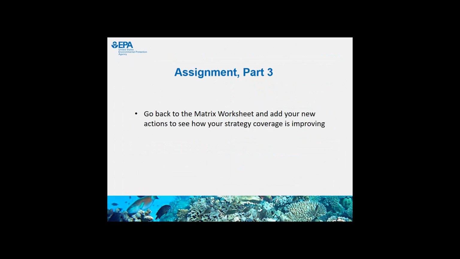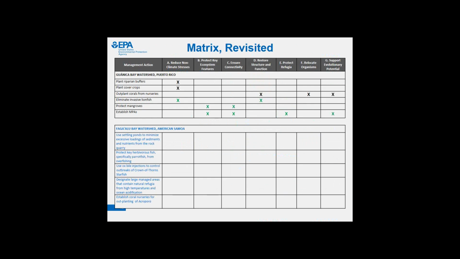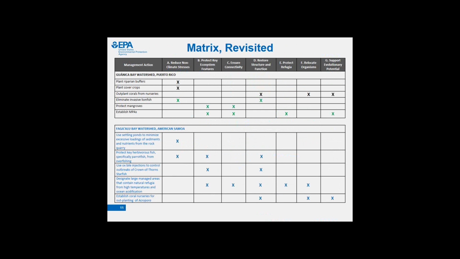Okay, so then we went back to the matrix worksheet and we added new actions to see how our strategy coverage is improving. Can go on to the next slide. So we still see some examples here from Guanica Bay up on top, and American Samoa has our highlighted actions here at the bottom in blue. And there you can see the columns that they were effective.